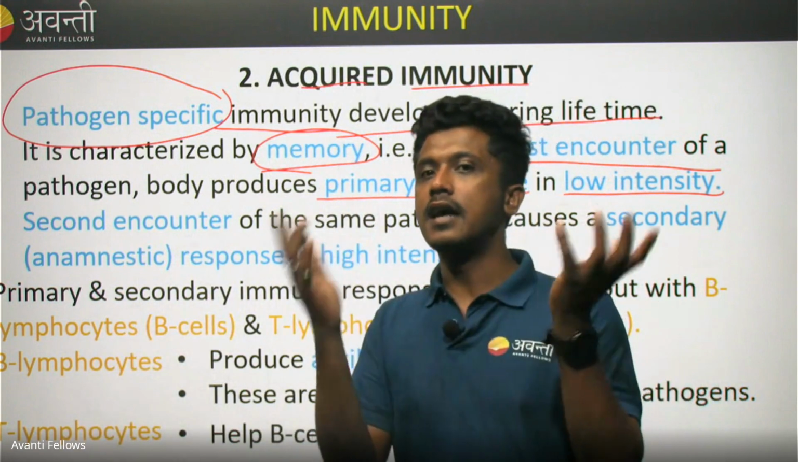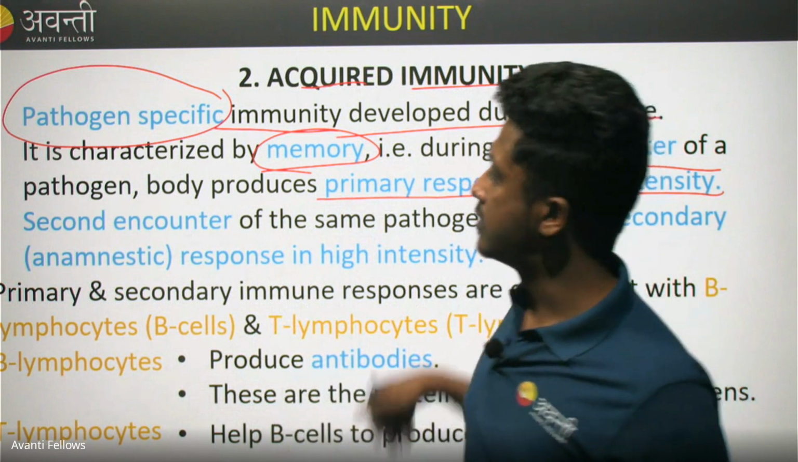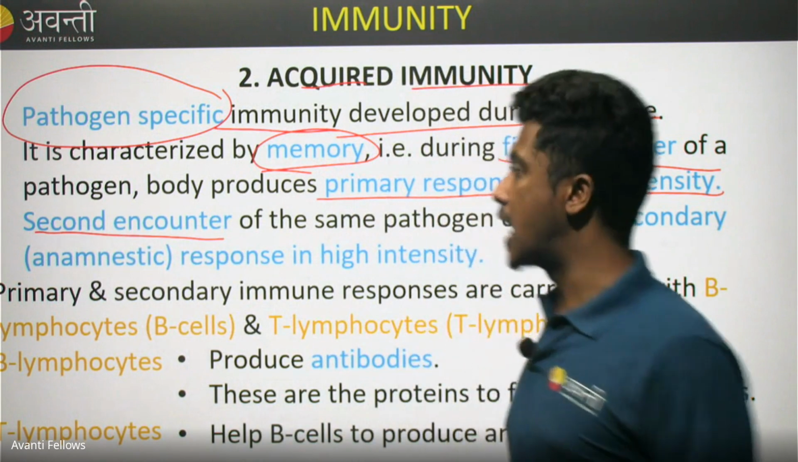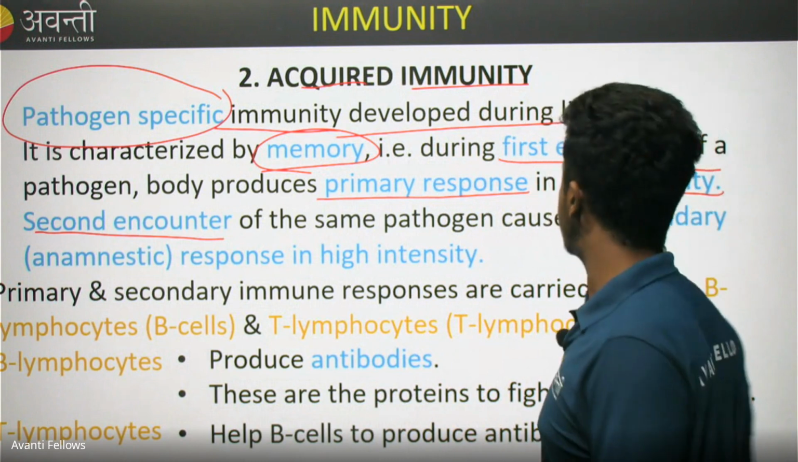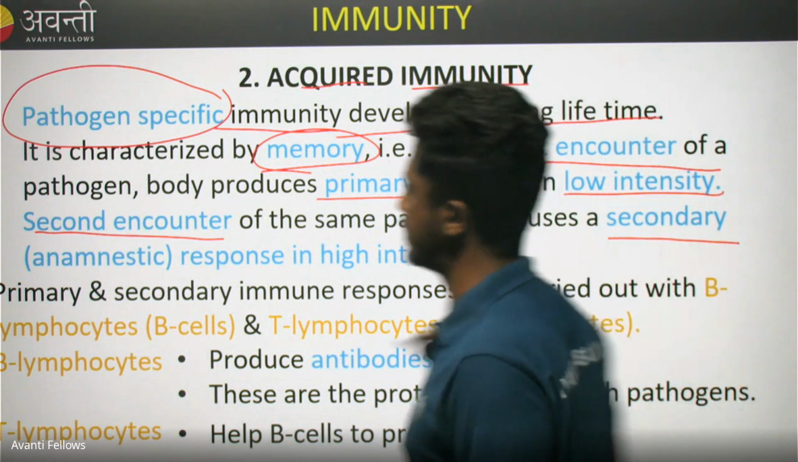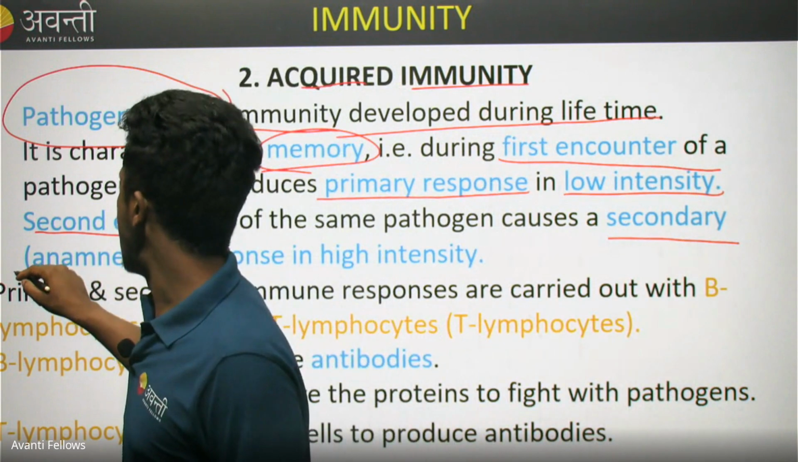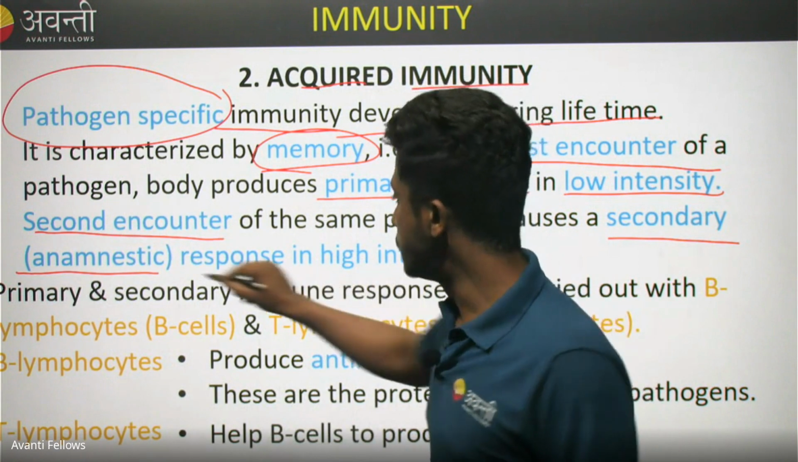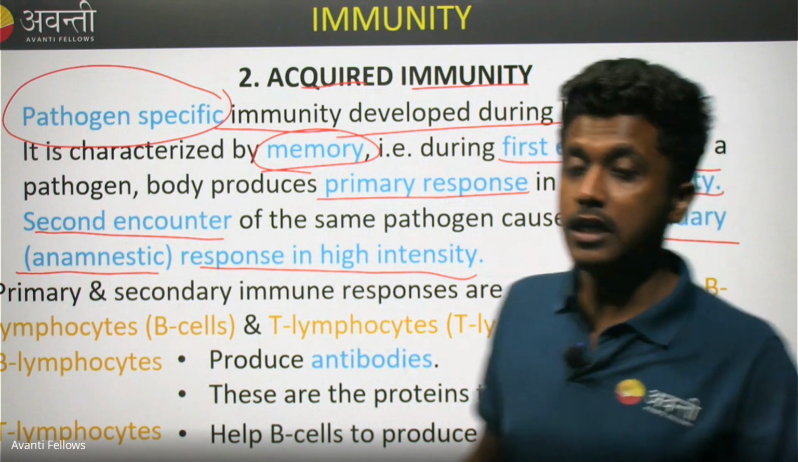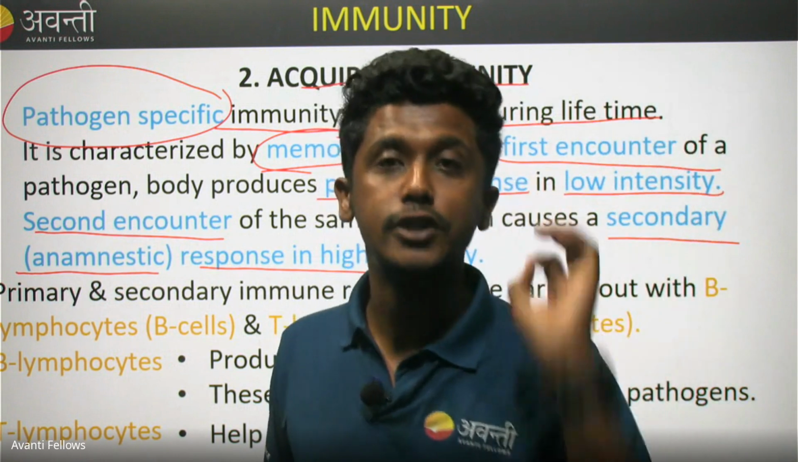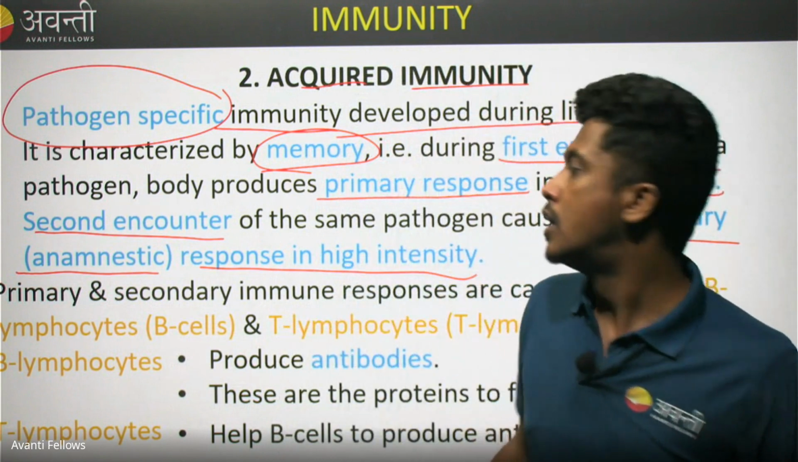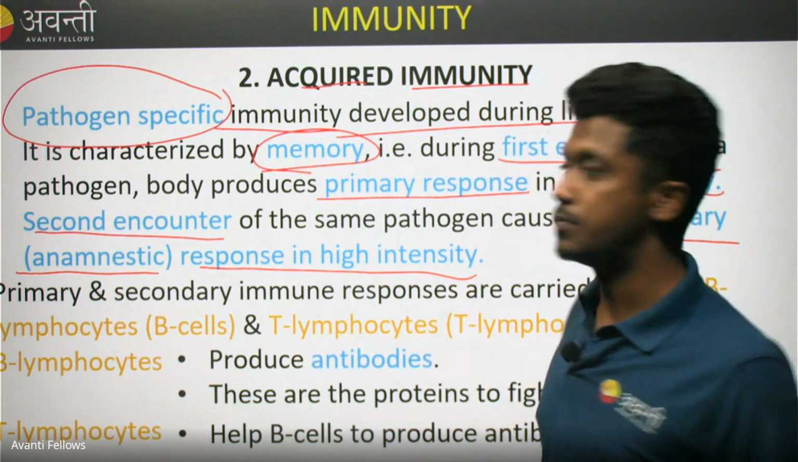So once it has understood this dynamics, now the secondary encounter becomes very easy. In the secondary encounter, the moment the pathogen enters, it produces a high intensity response. It is called an anamnestic response or high intensity response. Once it produces a high intensity response, it specifically knows what it is doing or who it is attacking, what kind of an attack it has to produce. So that is called a high intensity response.